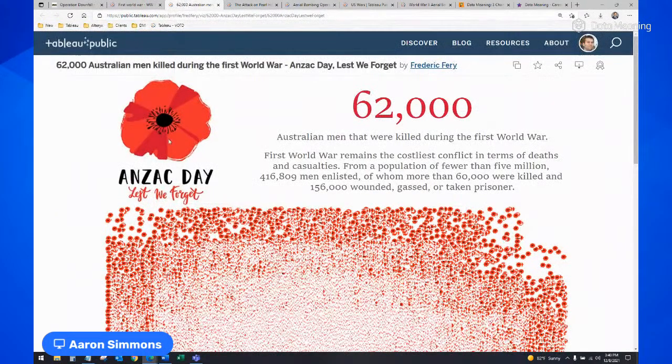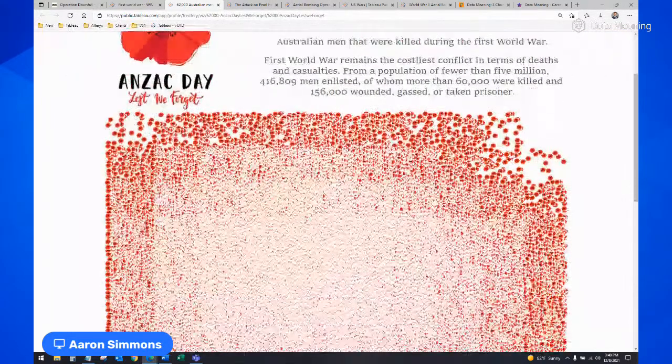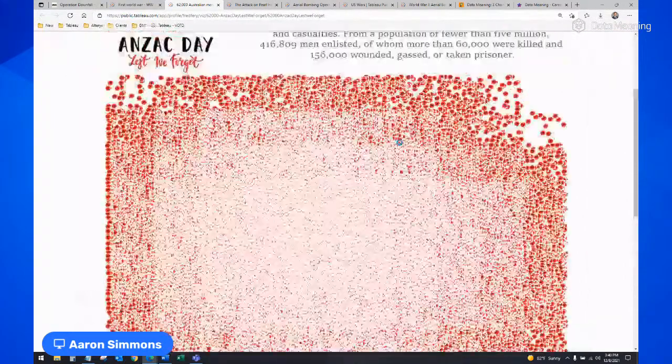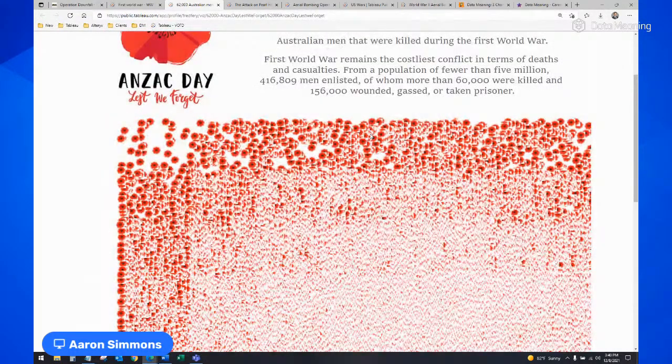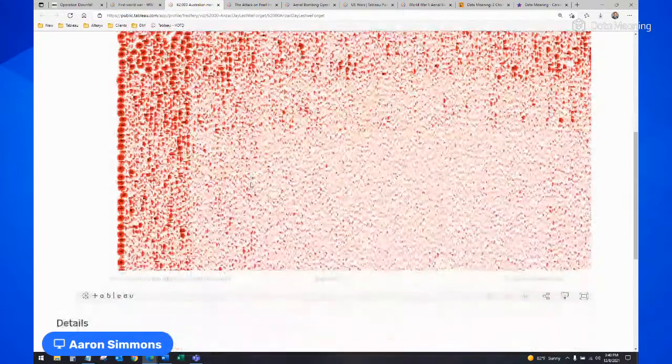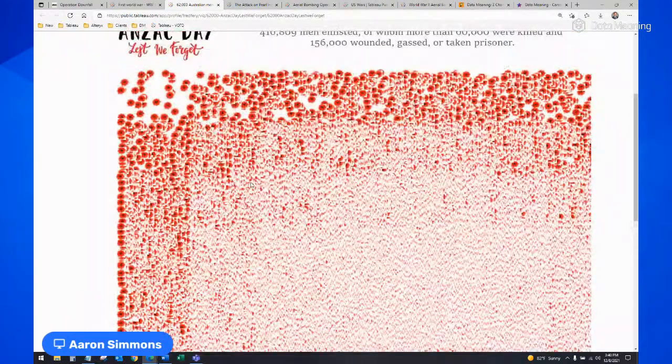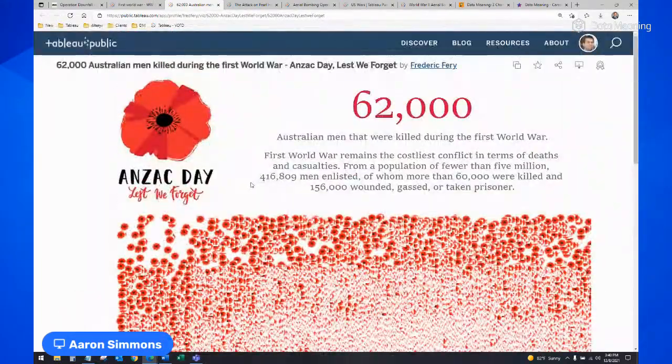This one is 62,000 Australian men killed in the First World War. And here it's simple. Each one of these flowers, which I think is the Australian national flower, I couldn't figure that out, just stands for a person. So they just found the data, listed every single person, and threw them on a dashboard. No, this doesn't show you a lot, but it does show you the breadth of what 62,000 lives lost kind of looks like. So I like that simplicity.